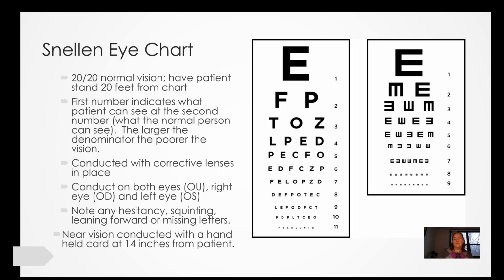So near vision is what we conduct on a Rosenbaum chart, and it is literally the exact same thing, only it's a handheld card. It's about 14 inches in size. We hold it about 14 inches from their face, so a little over a foot apart, and then ask them to read it.